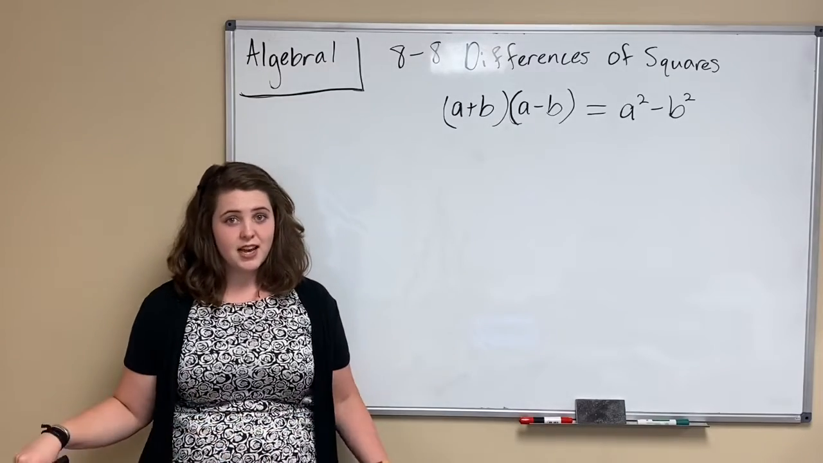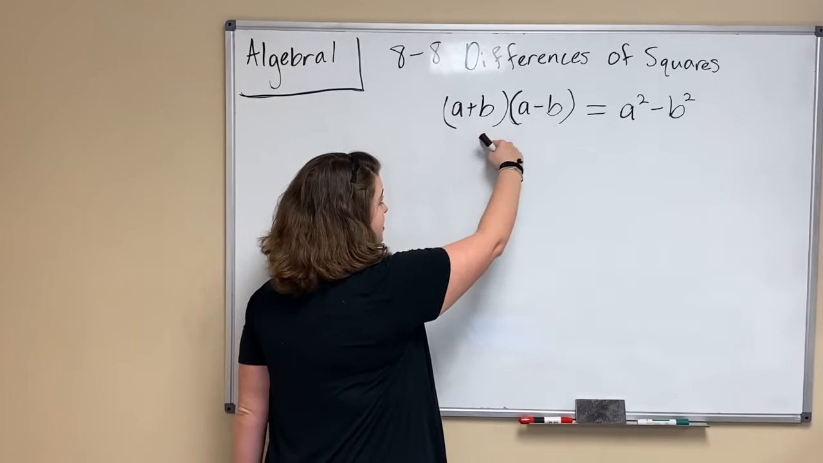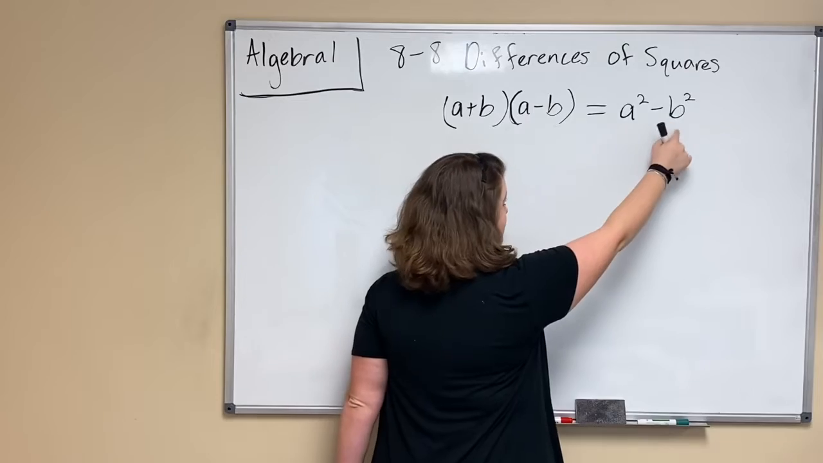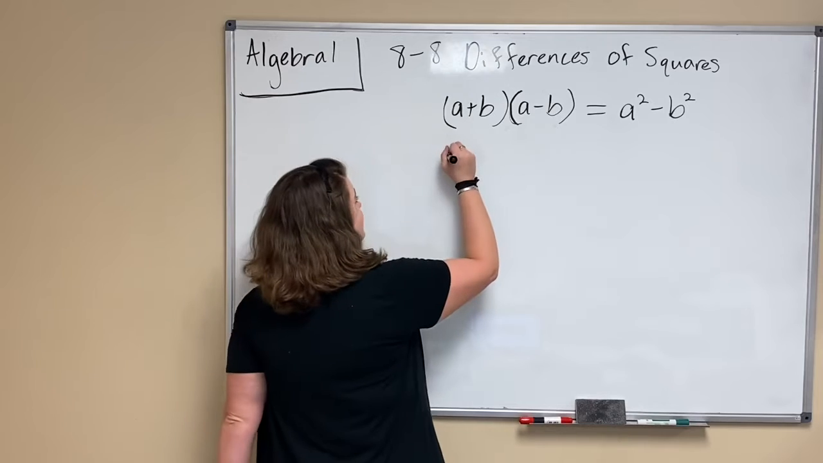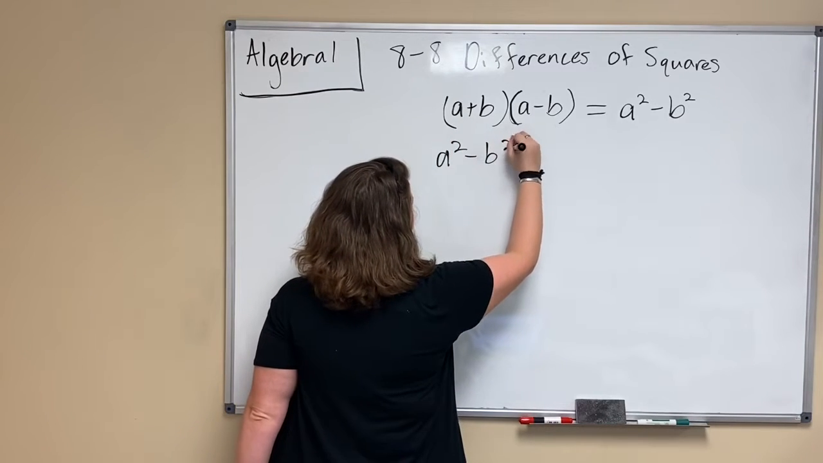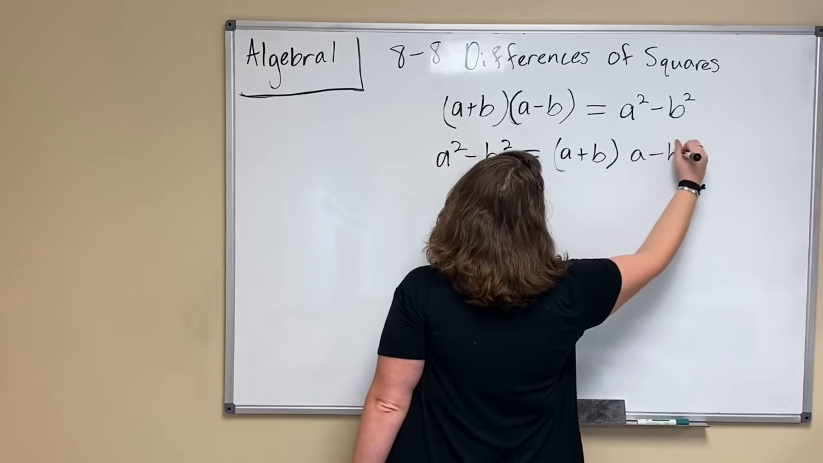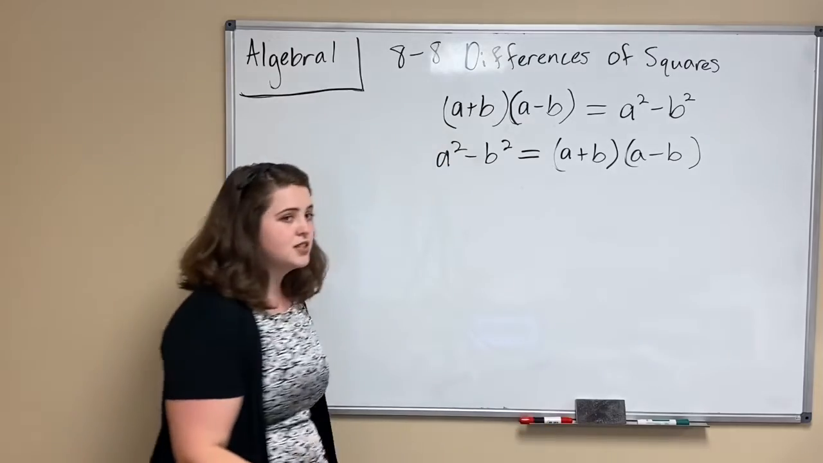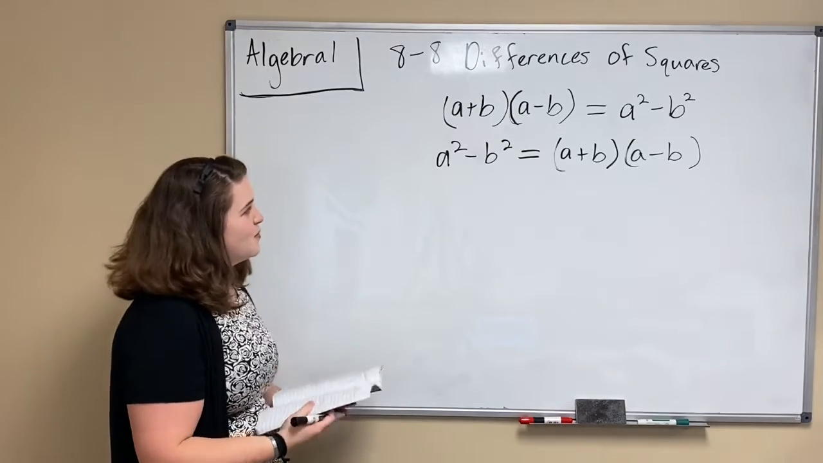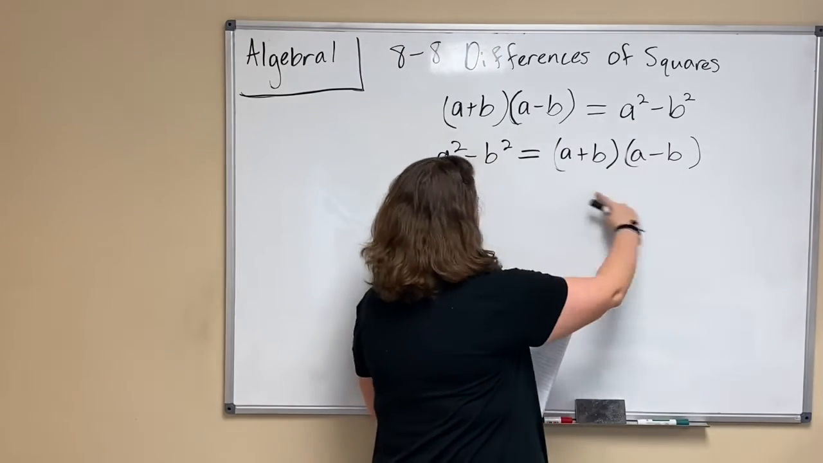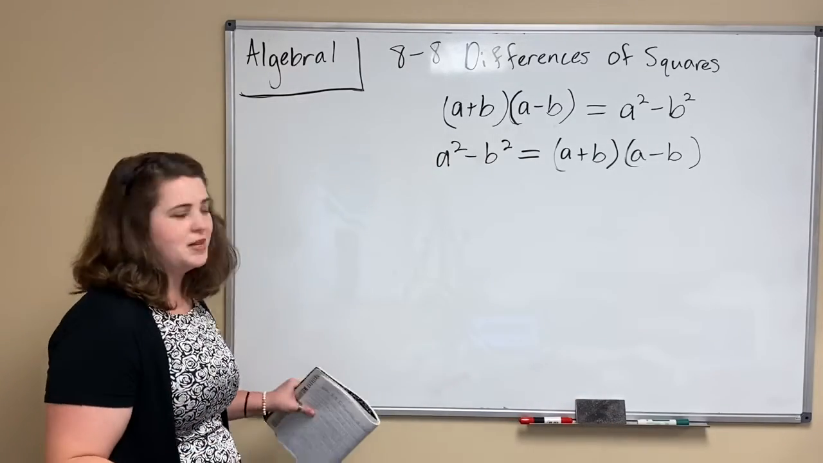Now what we're learning today is that we already know that a plus b times a minus b equals a squared minus b squared. So it's also safe to say that a squared minus b squared equals a plus b times a minus b. So essentially we're taking what we learned in 8-4 and we're doing it backwards. We're starting from our endpoint from before and working our way in the other direction. So let's look at that with some examples so that hopefully it makes a little more sense.